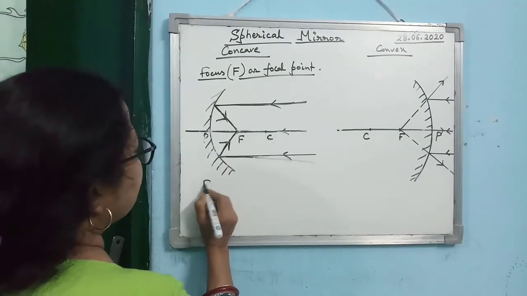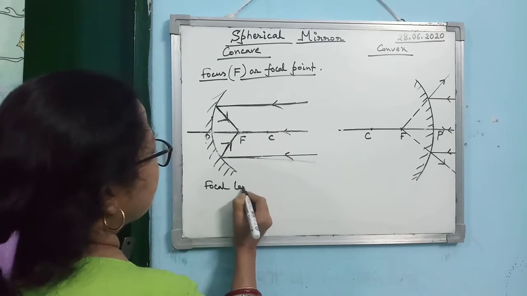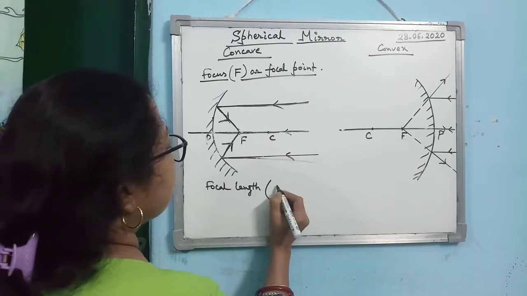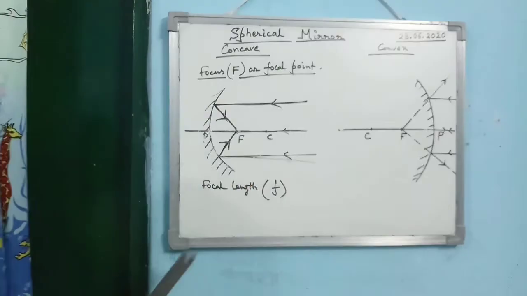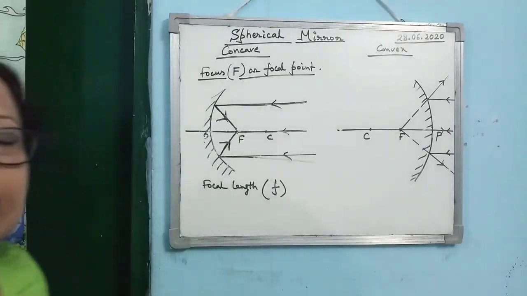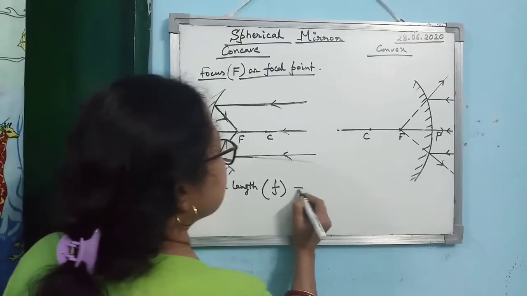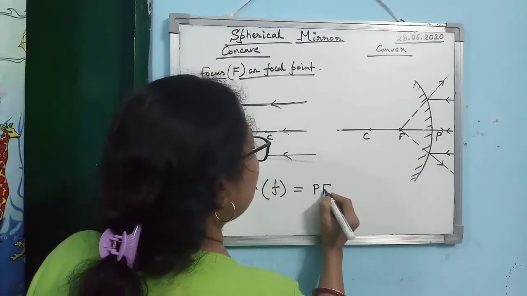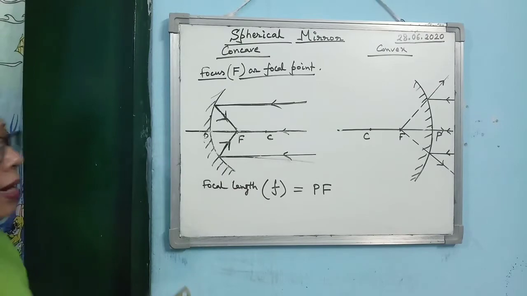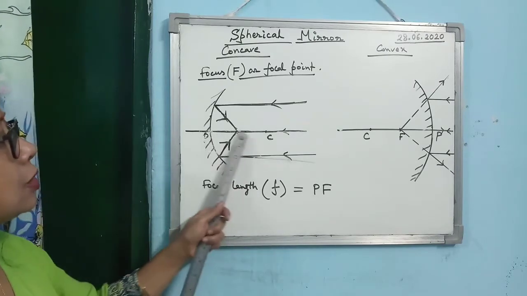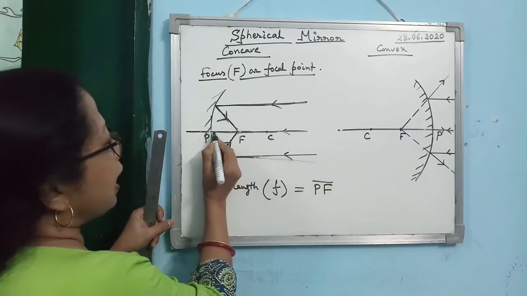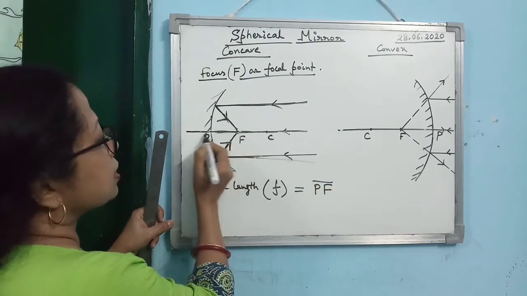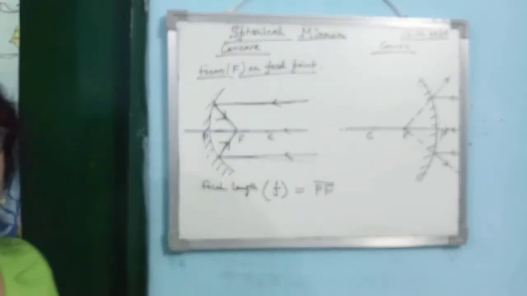Then the next concept is focal length. Focal length we denote by small f. Focus we denote by big F, and when it is focal length we denote it by small f. Focal length is the distance between pole and focus. Alright, what is focal length? Distance between pole and focus means if you consider the line PF, then this is known as focal length.